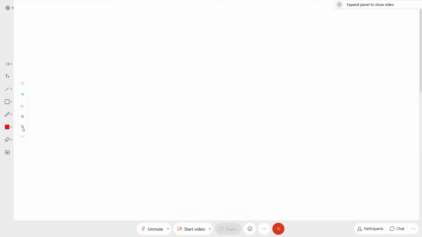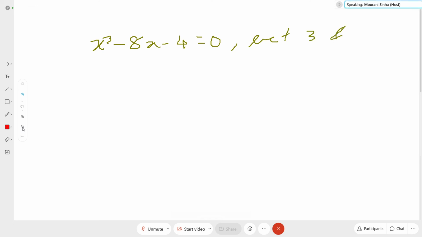Okay, so find the root of x cubed minus 8x minus 4 equals 0. So find the root of x cubed minus 8x minus 4 equals 0 between 3 and 4. Between 3 and 4. So it is given that the root lies between 3 and 4. Correct to 4 decimal places.